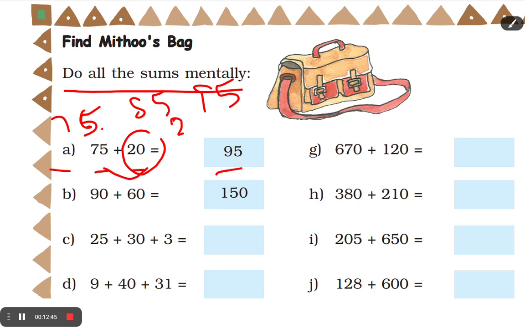That is one way. The other way is you can add the ones place digits first. Here the ones place digit is 5. In 20 the ones place digit is 0. So 5 and 0 is 5. And now come to the tens place digits. In 75 the tens place digit is 7, and in 20 the tens place digit is 2. So now add 7 and 2. 7 and 2 is 9. So 95. That's all.